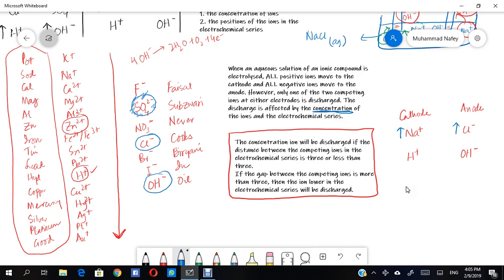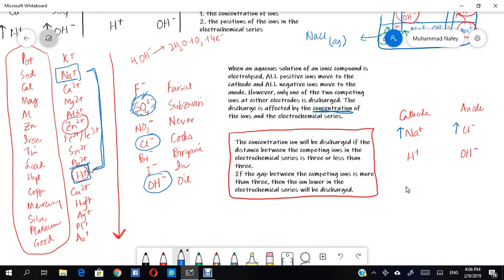So now let's take a look at the ions that are moving to the cathode. Sodium ions and hydrogen ions move to the cathode. So according to this rule, sodium ions should be discharged. But let's take a look at the electrochemical series. Here is sodium and here is hydrogen, and this is a very big gap.